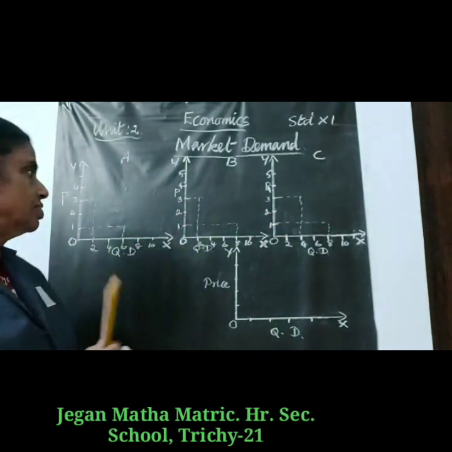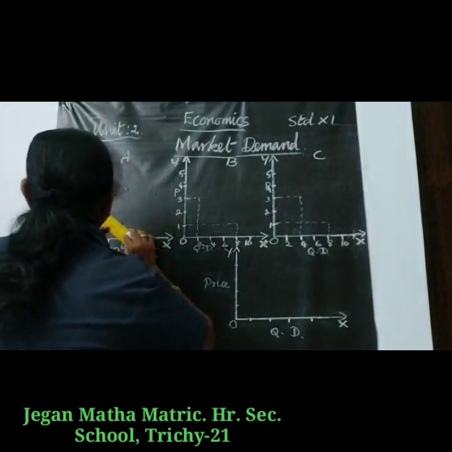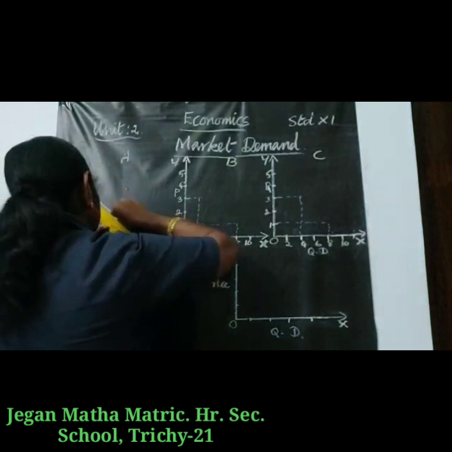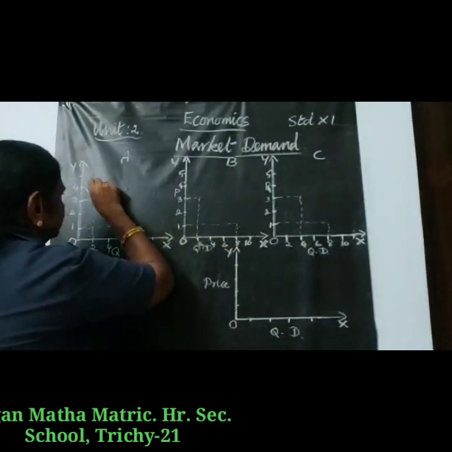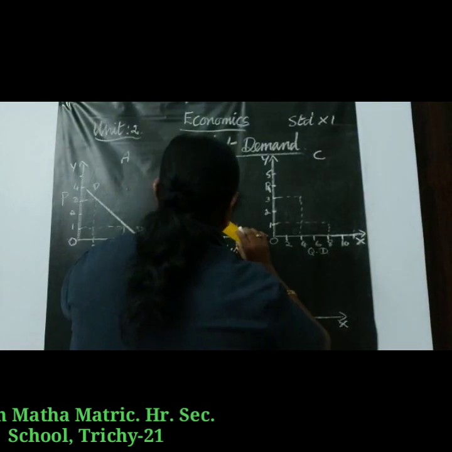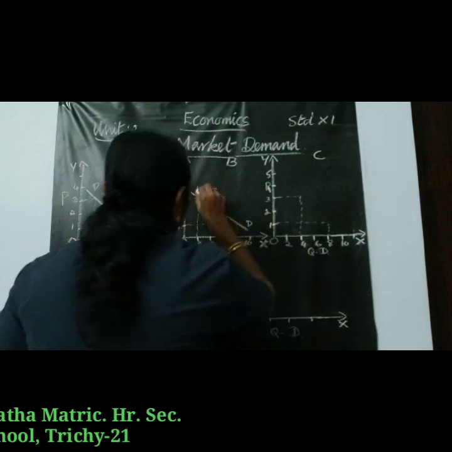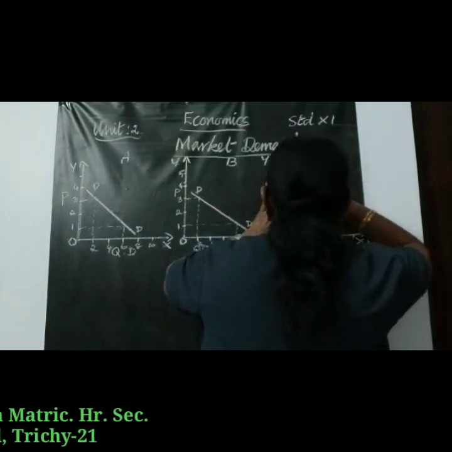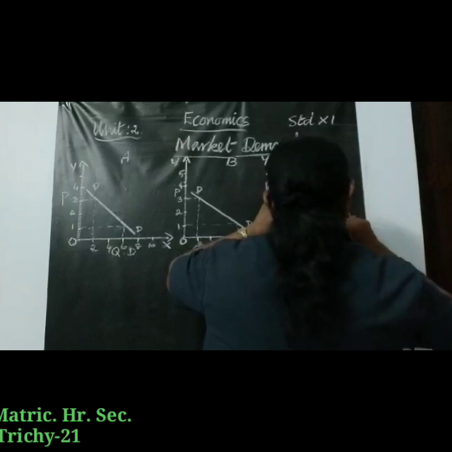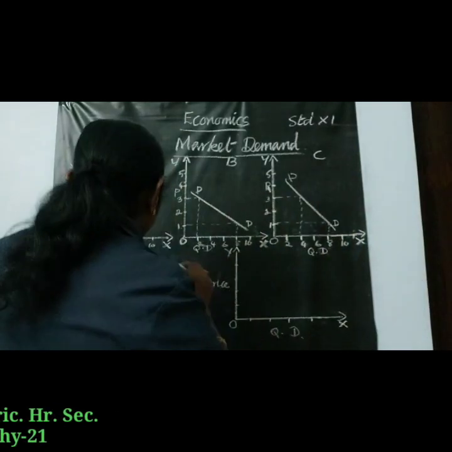Now let us see this demand curve. So the demand curve is like this. So you find A and then B and C.